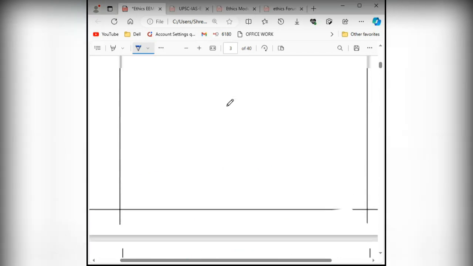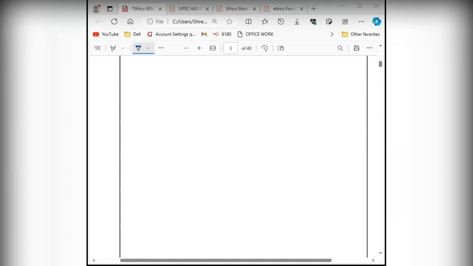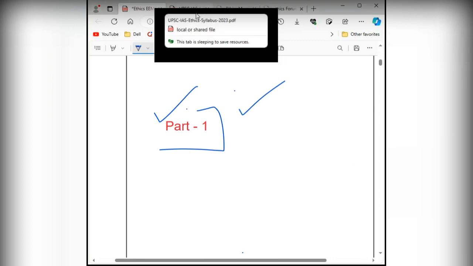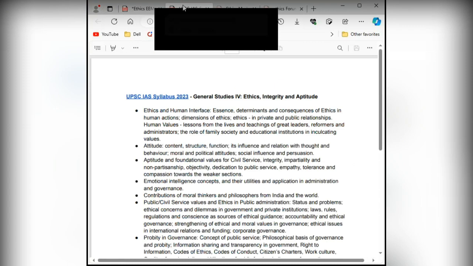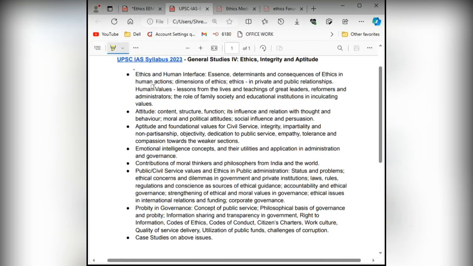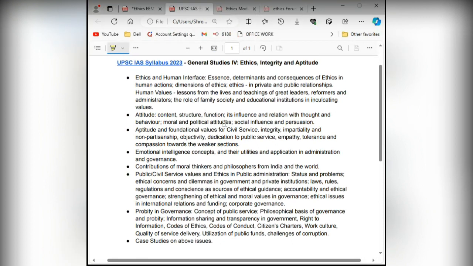Both parts help you to score around 110 to 120, so you cannot skip any single part. You have to prepare both parts simultaneously, so that you can score good marks. Before we move ahead, we have to go through the ethics syllabus. As you can see, the ethics syllabus is in front of us, starting from here till here. This is the end. So this is the ethics syllabus.